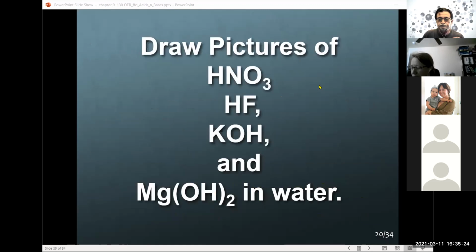Okay, let's move on. All right, so here's a question. They want you to draw pictures of these chemicals here. Now, recall that we had diagrams that describe strong acid, weak acid, weak base, strong base. Okay. Well, if you're given this question, the first thing is this systematic approach.